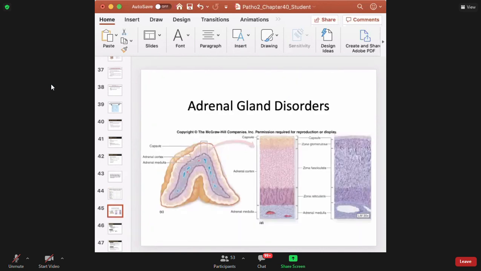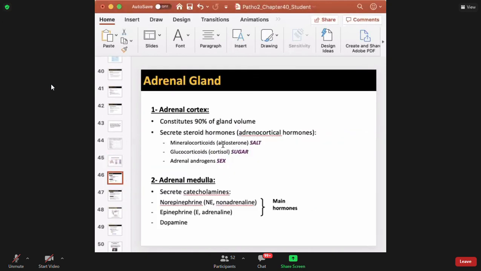So let's look at some adrenal disorders, right? Let's look at the adrenal gland first. It has an adrenal cortex and adrenal medulla. The cortex has 3 zones. First zone for mineralocorticoids, which is your aldosterone. Second for your glucocorticoids, your cortisol. And then your androgens, which are like your sex hormones. And then the adrenal medulla has the catecholamines, which would be your epinephrine and norepinephrine. Those are your main hormones associated with the adrenal medulla.